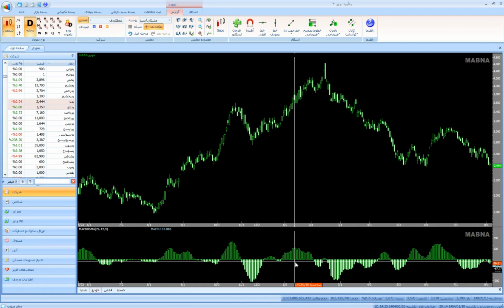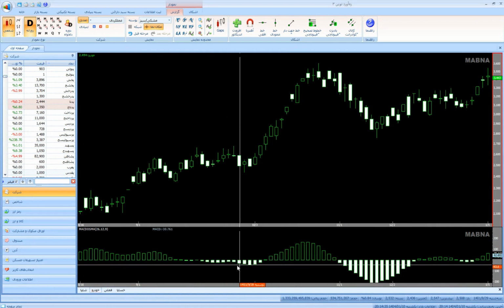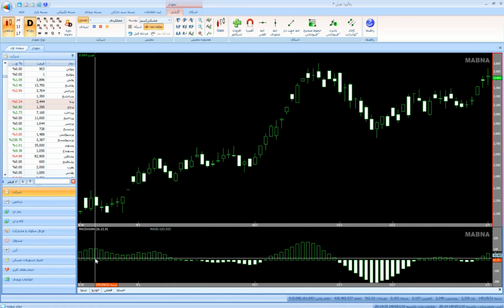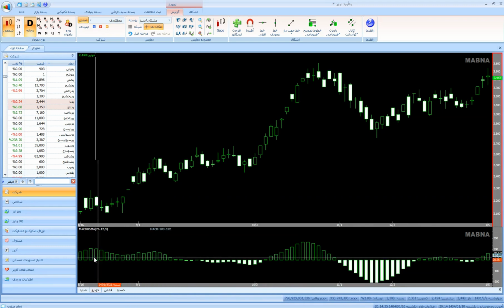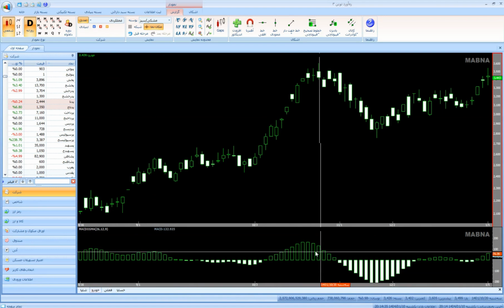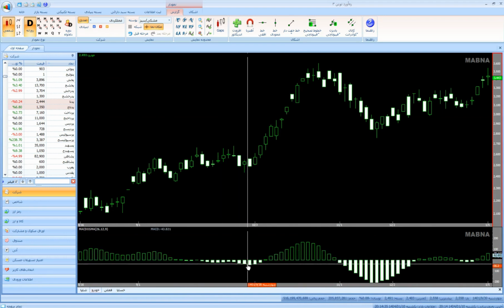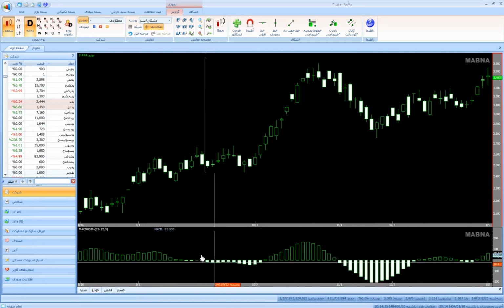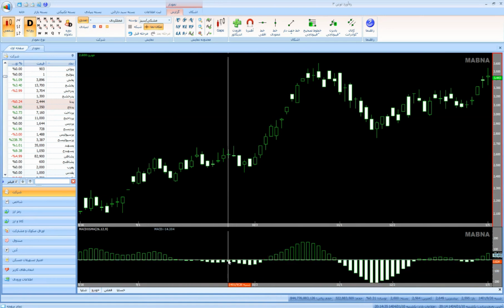Please note, dear friends, I will zoom in a bit, so I'll let you see the histograms better. We have a 0 line here in the middle, and when the histograms are above the 0 line, these histograms are hollow histograms. And when the histograms are below the 0 line, these histograms become solid histograms. So you can distinguish these solid and hollow histograms based on whether they are above or below the 0 line.